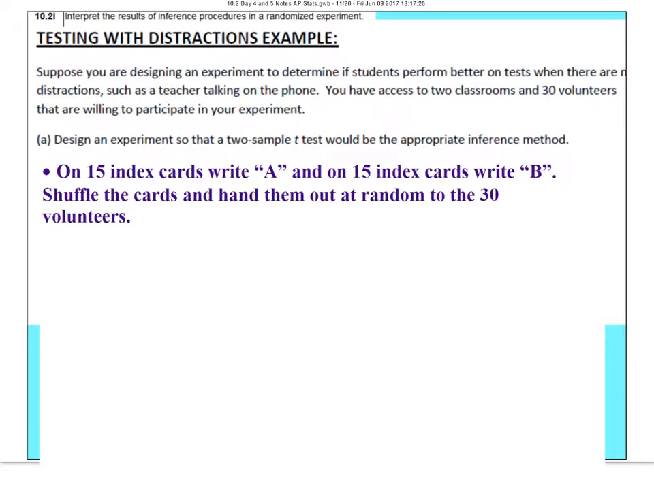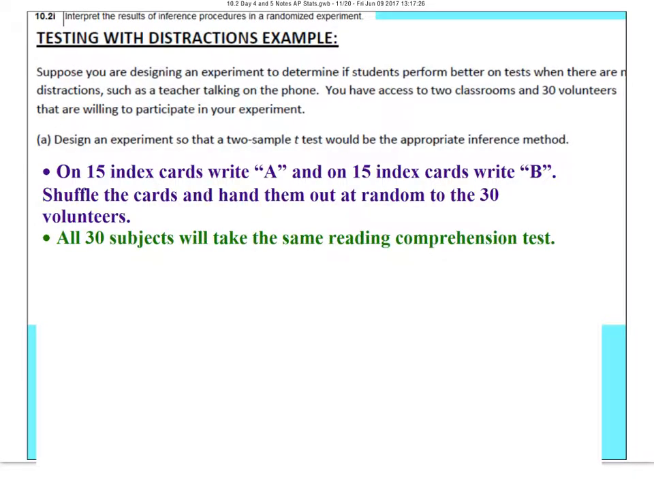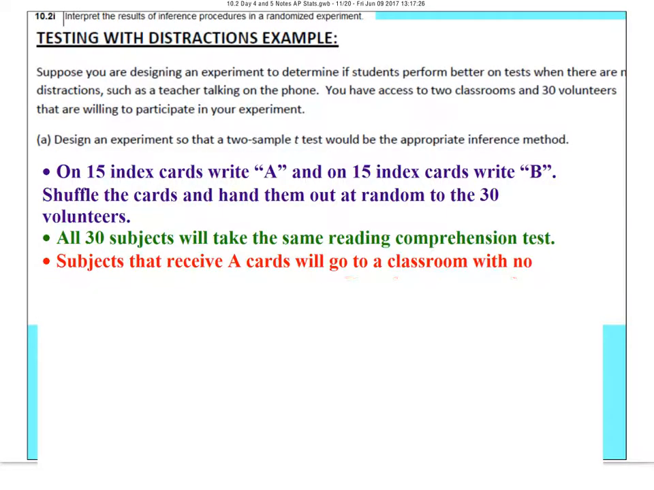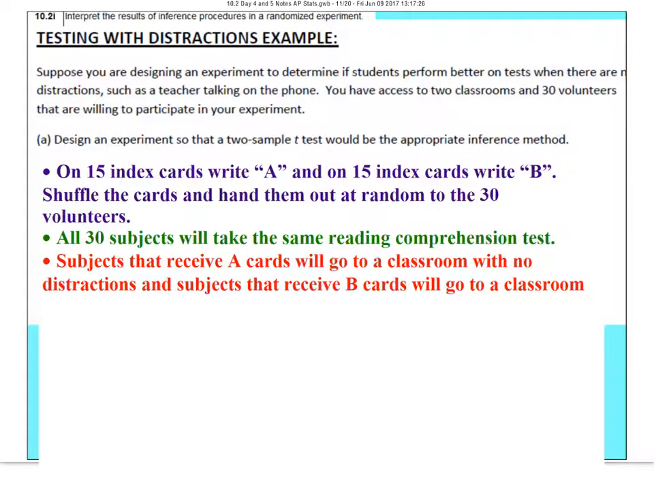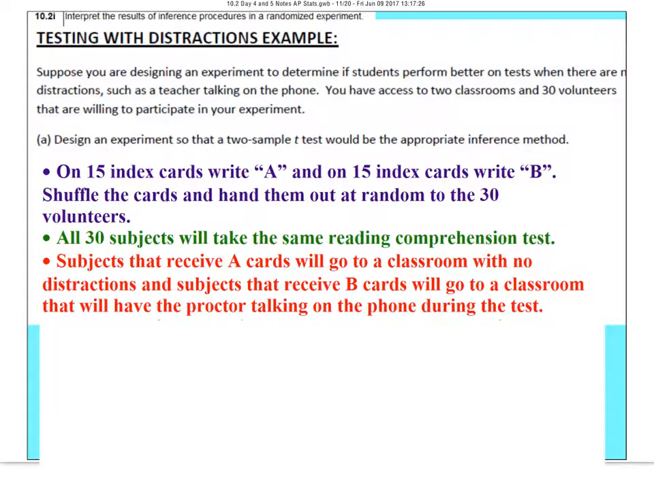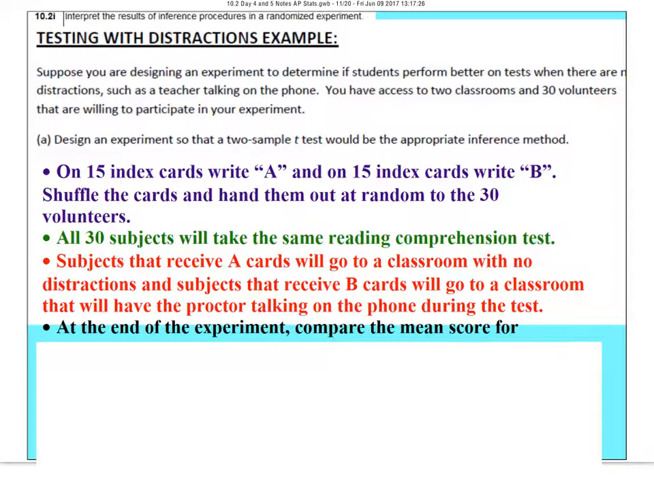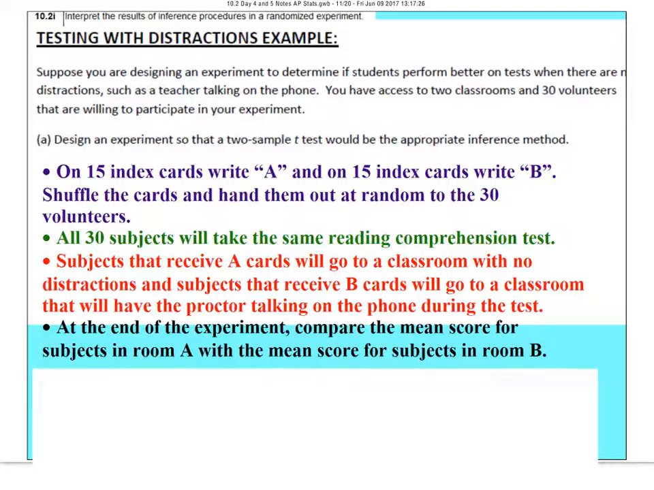Okay? Then what we would do is all subjects would take the same reading comprehensive test. So all 30 people start with the same test. Then what I would do is say subjects that receive the A card will go into the classroom with no distractions, and subjects who receive the B card will go to the classroom that will have a proctor talking on the phone during a test. And they will all take the same second test. Now, after that's done, at the end of the experiment, compare the mean score for the subjects in room A and the mean score for subjects in room B. That's the way you could design this study and keep it as 2 separate samples.